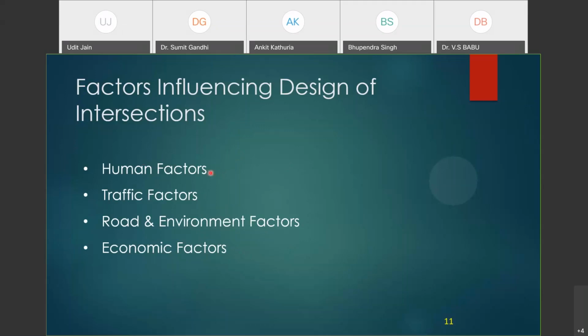But briefly, human factors include the perception and the decision-making time of the drivers. That affects how an intersection needs to be designed. Traffic factors means what is the traffic volume on the road, what is the pedestrian volume on the road, what is the signal timing. The road factors primarily include the geometrics of the road, the vertical alignment, the horizontal alignment, the curves, the gradients that are there. And the economic factors include the budgetary provisions and the economic feasibility of the interventions that are required at an intersection. So these are the four common factors which basically govern how we design an intersection.